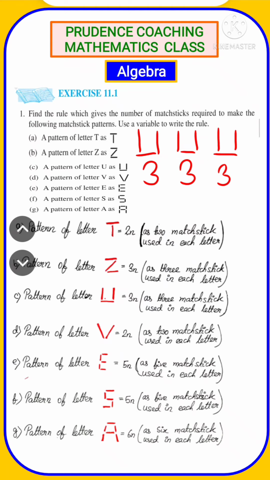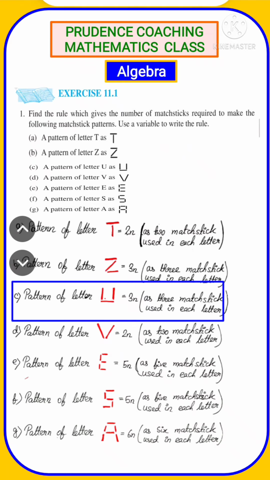So we are multiplying how many mastics are required in a single U, that is 3, and the number of U's, that we don't know. We are assuming it to be n or anything. You can assume any variable. So 3 into n, you will get 3n. So this is our final answer.